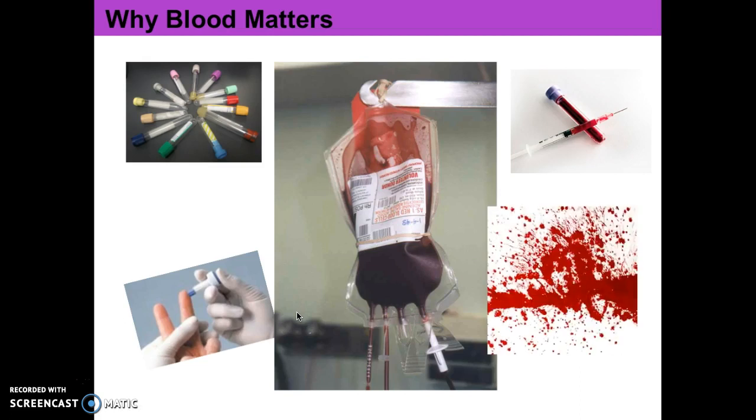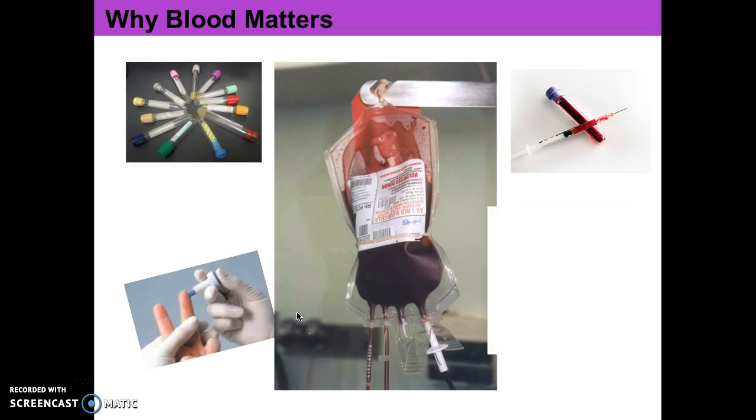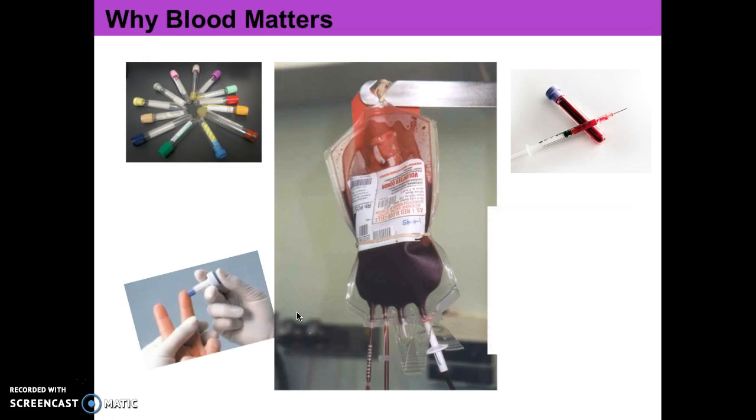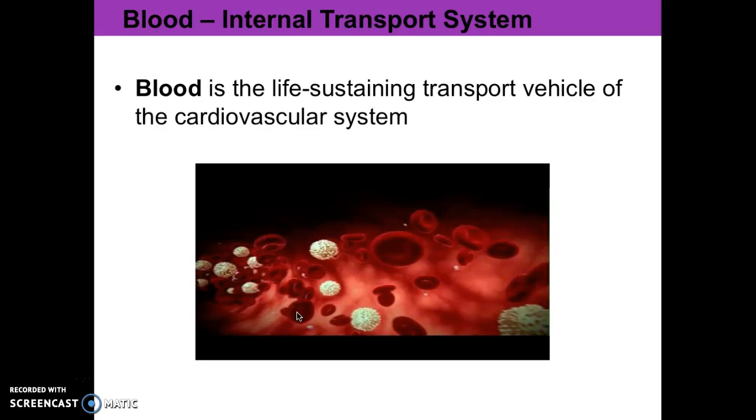Even if you end up in a job outside of healthcare, if you have kids or pets, or just enjoy CSI shows, understanding blood's properties will prove to be useful to you. Blood is our internal transport system. It is the life-sustaining transport vehicle of the cardiovascular system.